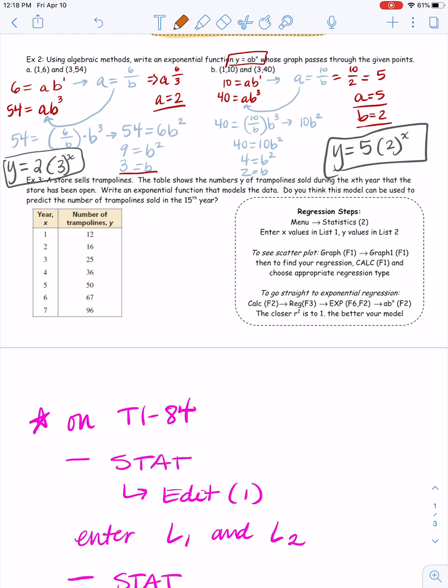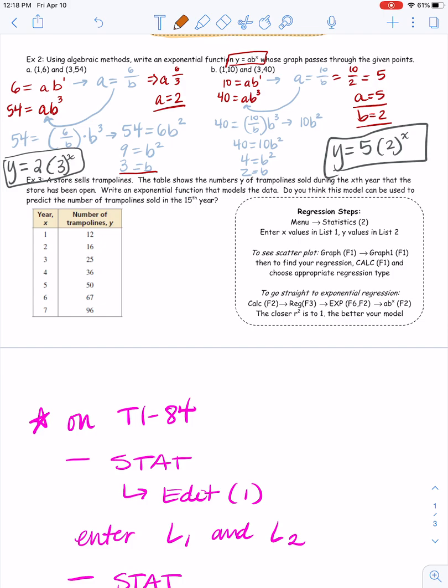We're talking about a store that's selling trampolines. So it says the table shows the number of trampolines sold during the Xth year that the store has been open. So X is the years that it's been open and Y is the number of trampolines sold. It tells us in the problem that this is going to be exponential data. It says write an exponential function that models the data.